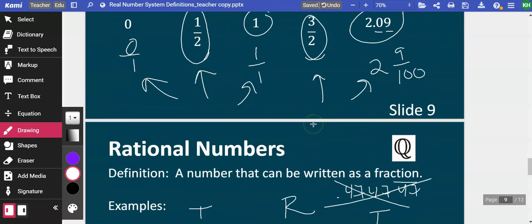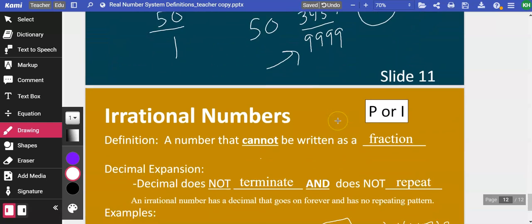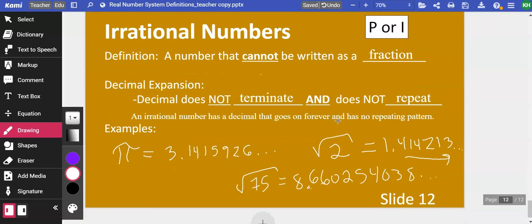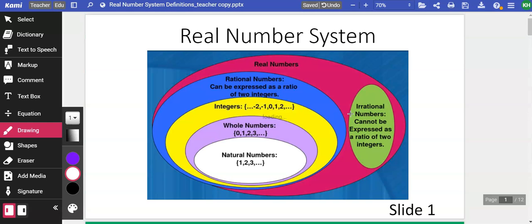So hopefully that gave you a good little basic intro into the real number system. All of these numbers are a part of the real number system that we talked about. Rational numbers, integers, whole numbers, natural numbers, irrational numbers, those are all real numbers.